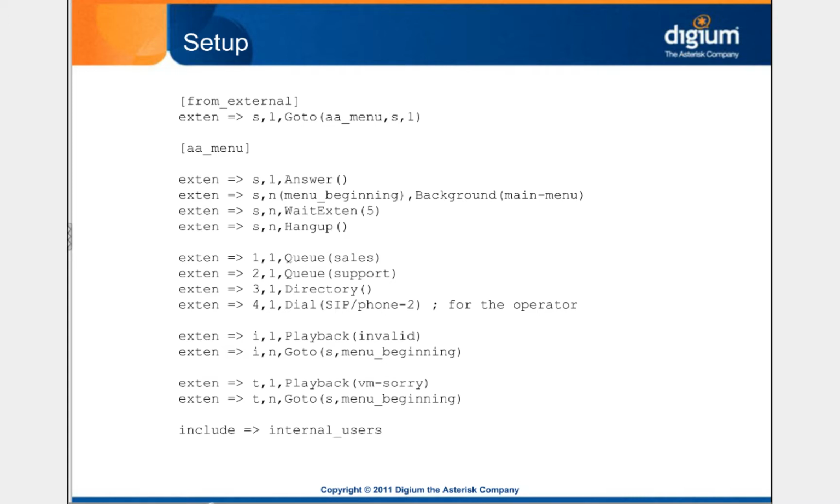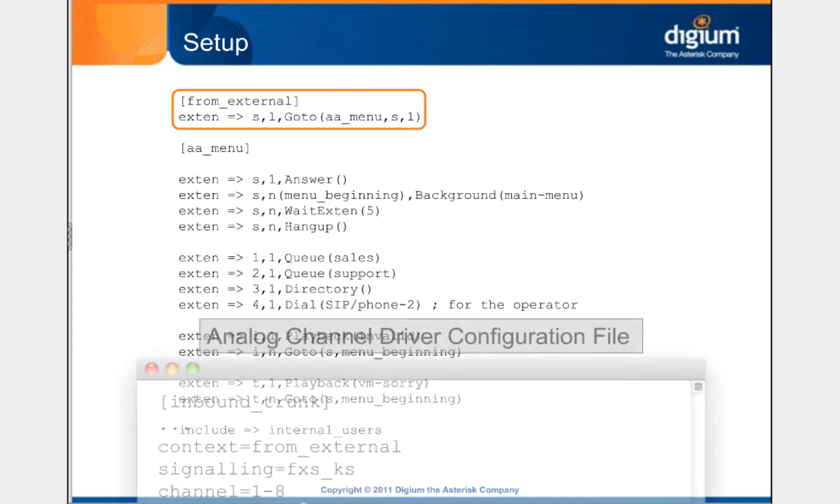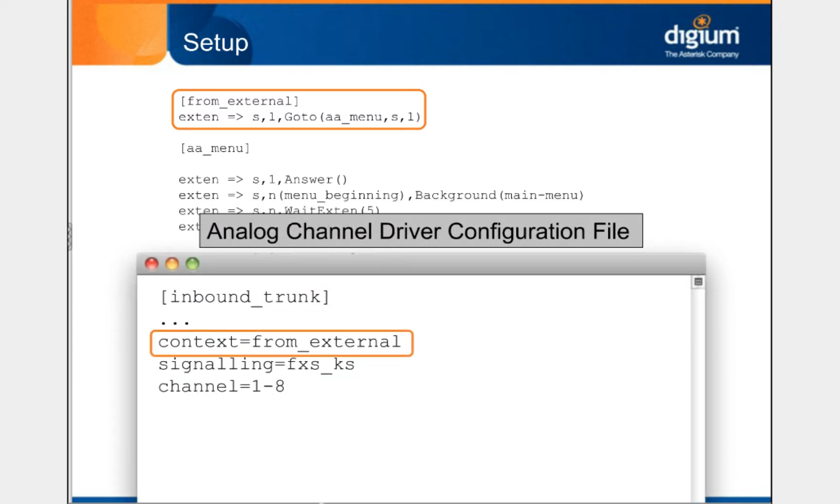Remember, this is intended to handle incoming calls to our system. The from external context redirects to our auto attendant, which we will call AA_menu. Inbound trunks are configured in the configuration file for the technology the trunk uses. Remember that the context parameter defines where in the dialplan incoming calls will be routed, so make sure the context name is set appropriately.